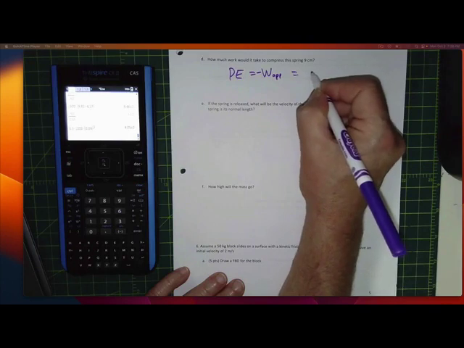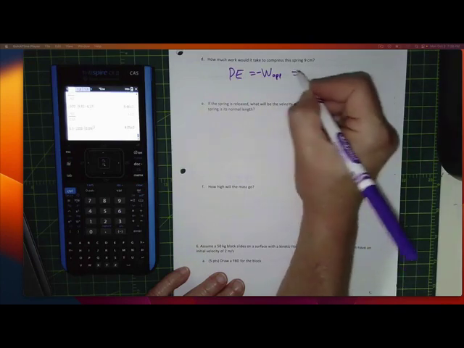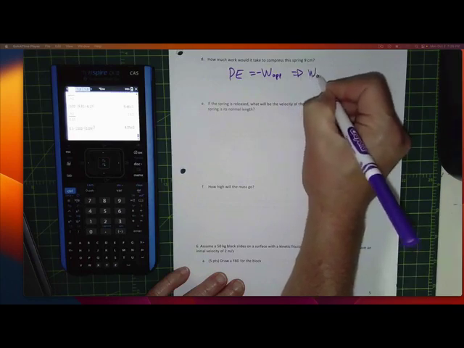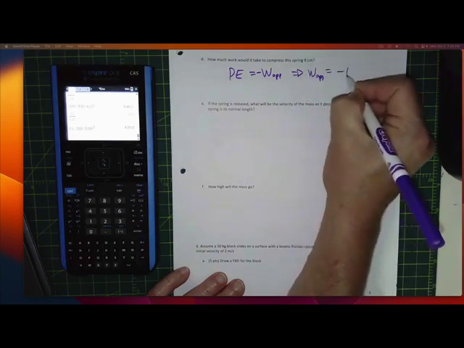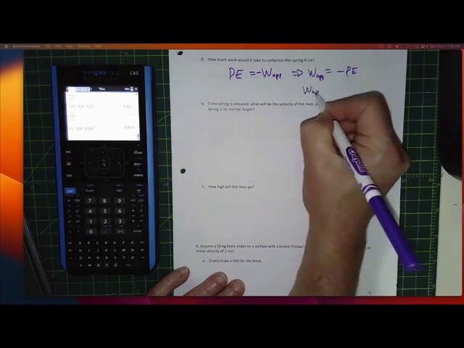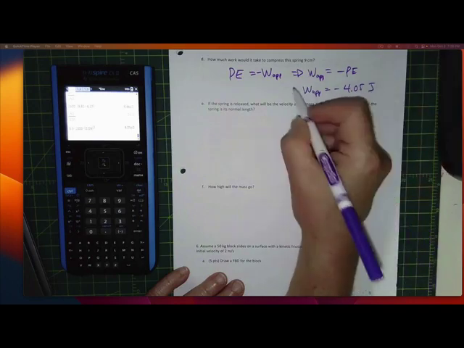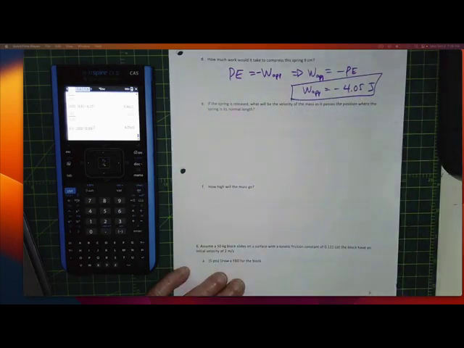And so we have the potential energy, and we want the work. So the work then is negative potential energy. The work applied is negative 4.05 joules. We had that potential energy from the last problem.